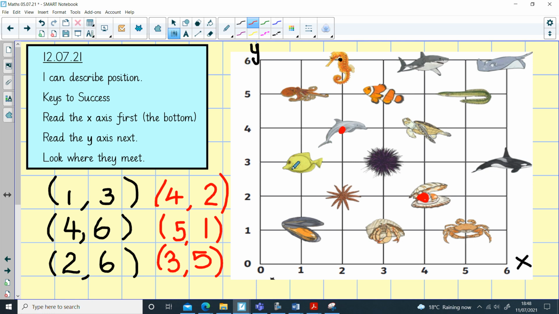Okay, I would like you to pause the video and I would like you to go and have a go at lots of questions that I've uploaded to maths.co.uk for you. Hopefully they're going to work today. They are all questions where you have to plot something, or you have to click on the right coordinate, or you have to write the coordinate using the keyboard. Please remember X first, then Y.